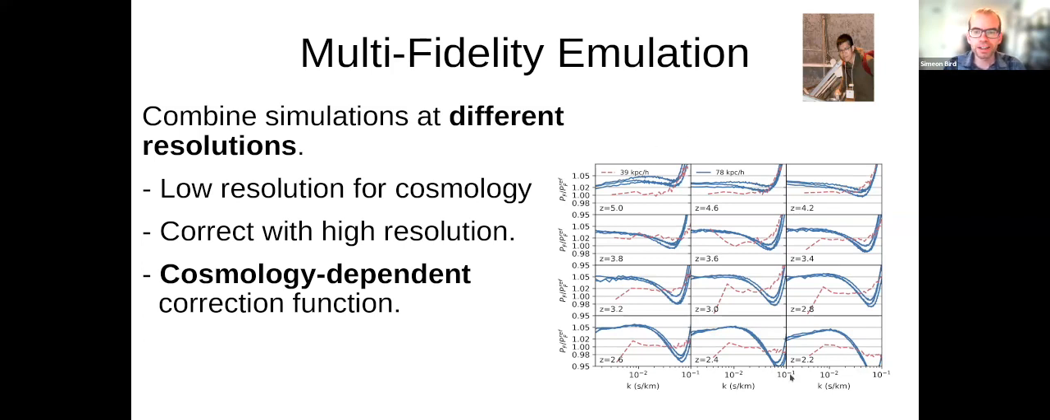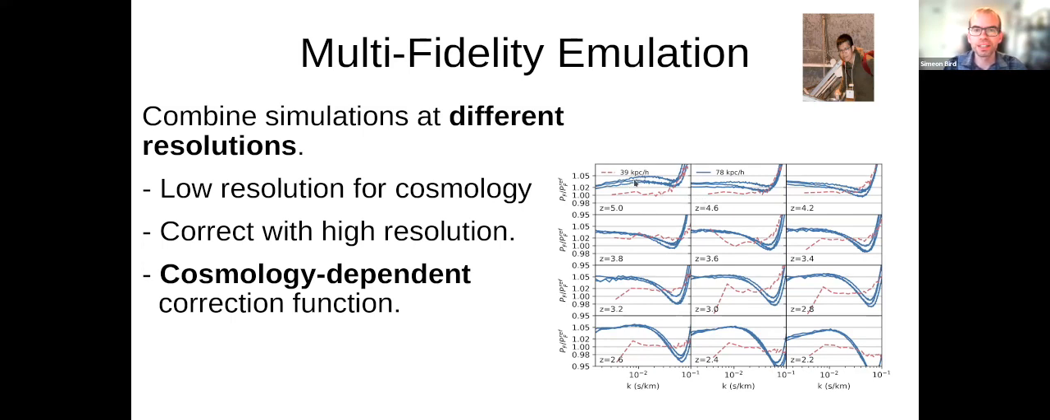Here on the right, I've shown you some representative flux power spectra at a series of redshifts between redshift 5 and redshift 2.2. Each of these blue lines is the ratio between a high-fidelity flux power spectrum and a low-fidelity flux power spectrum. You can see that they are a bit different, and that's because the correction function is a little bit cosmology dependent. Also, you can see that they don't go straight through one, so the correction function is actually doing something.